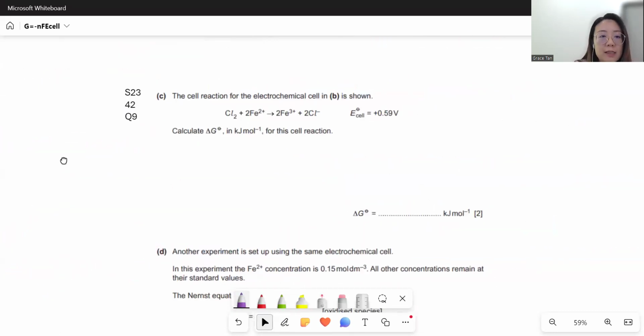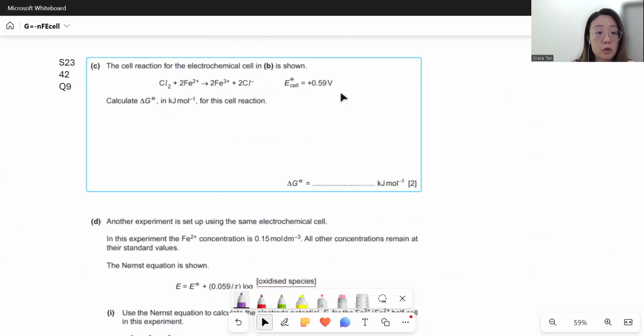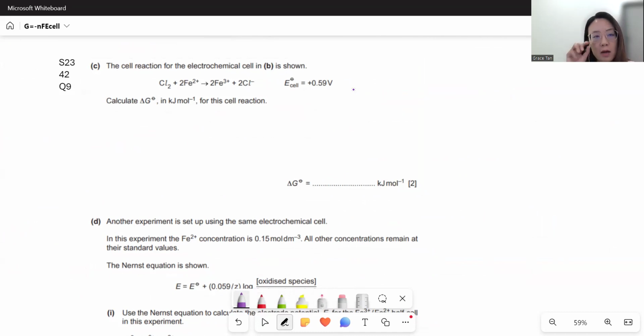Now, let's move to another example here. Summer 23. Given chlorine and iron 2 to iron 3 to give chloride ions. Given E-cell. So nice, they give us E-cell again. So you want to calculate delta G. So take out the formula. Delta G equals to minus nFEcell.